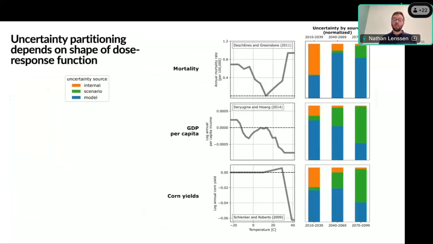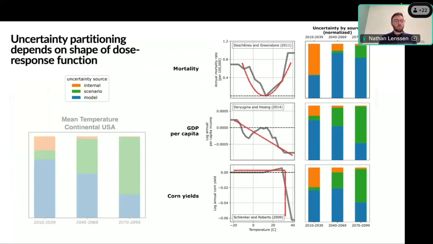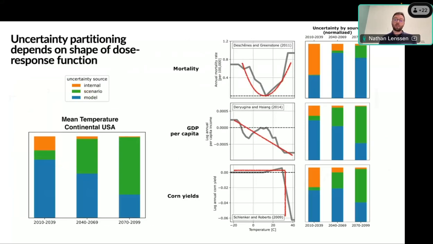And so we were able to then decompose uncertainty for each of our 3 damage functions, or dose response functions, and we could see that the choice of dose response function and the shape of the dose response function affects how much the various sources of uncertainty matter. In particular, what was interesting is comparing these impact uncertainties back to just the climate uncertainty.